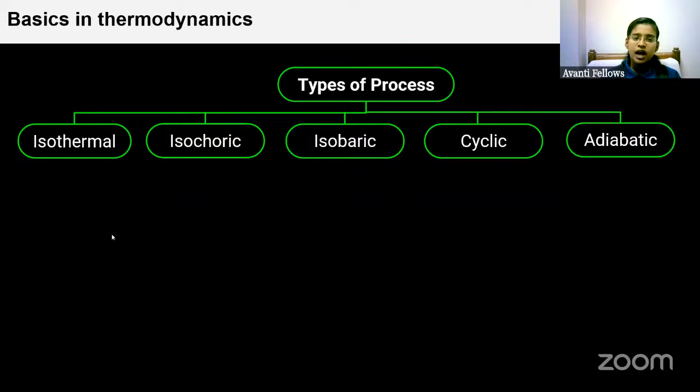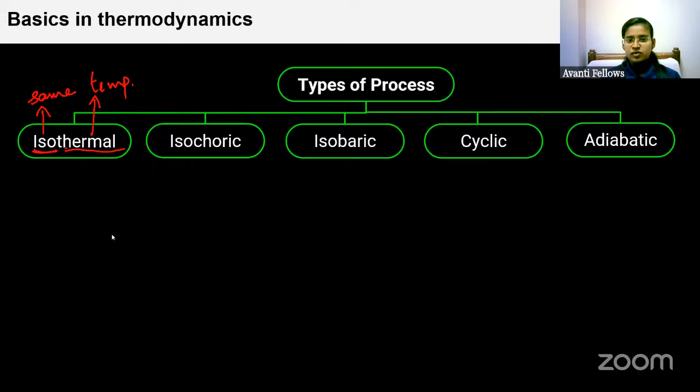What is meant by isothermal process? First of all, iso means same. Thermal means temperature. If the temperature is constant, then the process is called isothermal process. So temperature is constant throughout the process. Initial temperature is also same. Final temperature is also same.